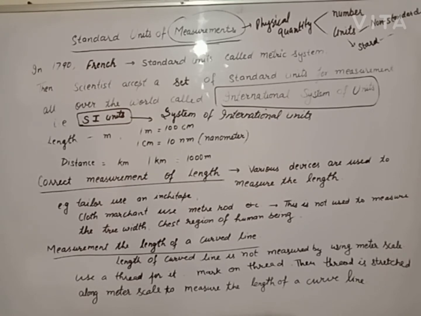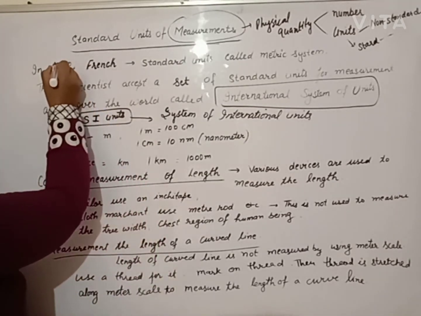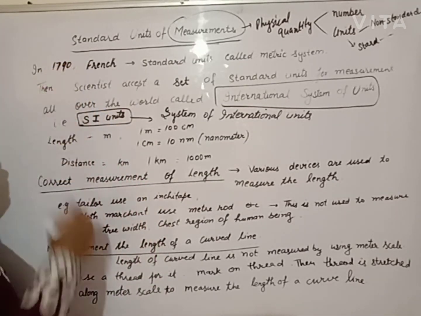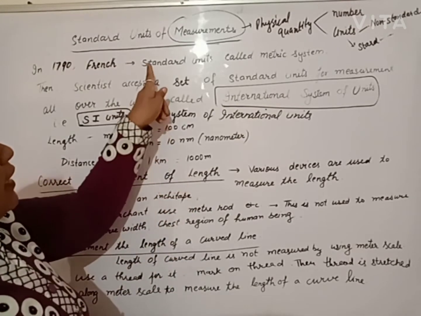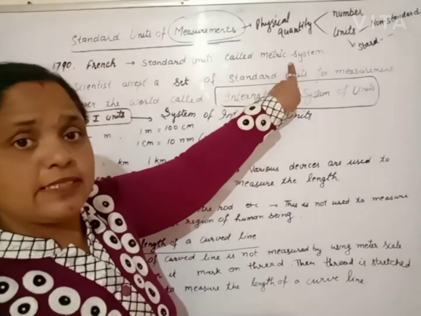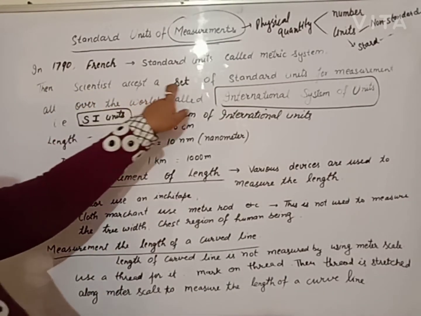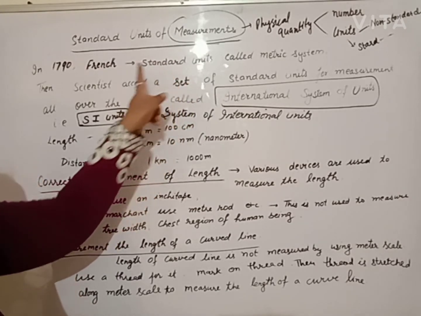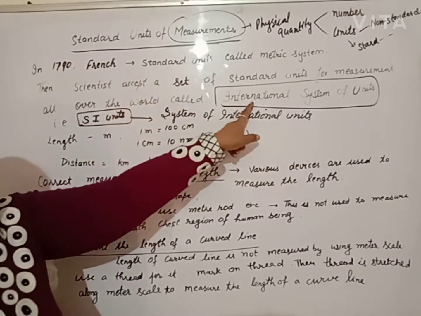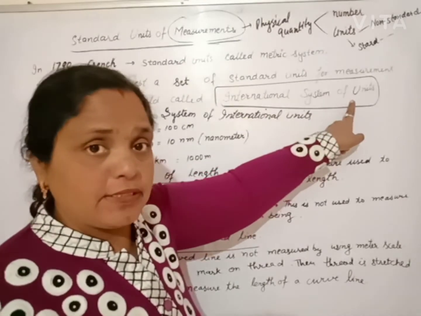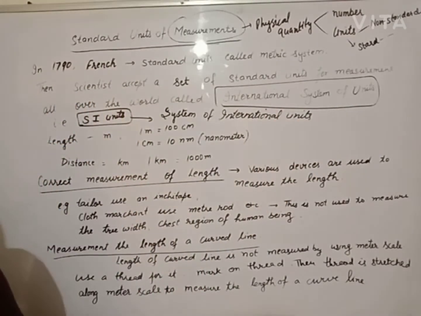To overcome this problem, scientists developed, beta, French scientists in 1790 developed some units. Those units are standard units known as the metric system. These standard units are known as the metric system. Then scientists accepted a set of standard units all over the world, known as the International System of Units. That is the SI system.